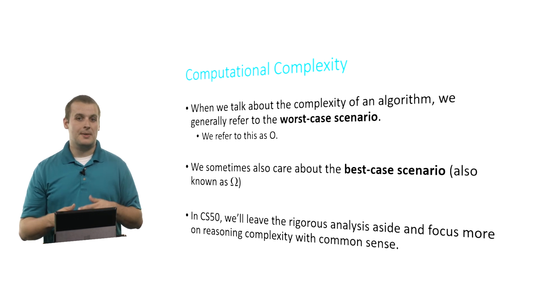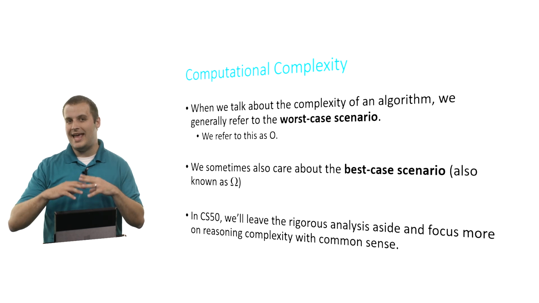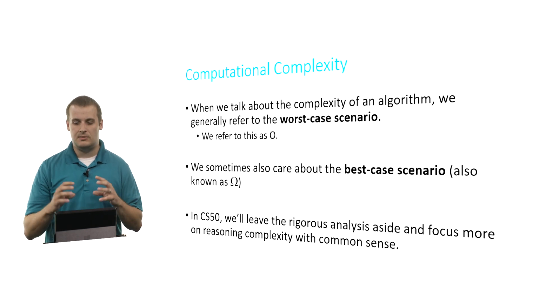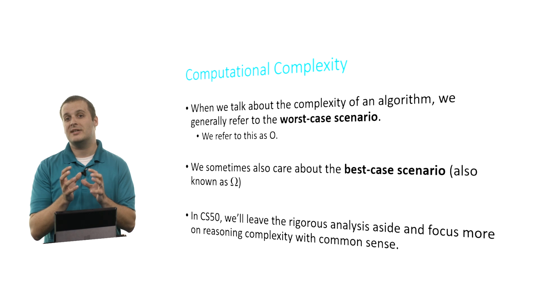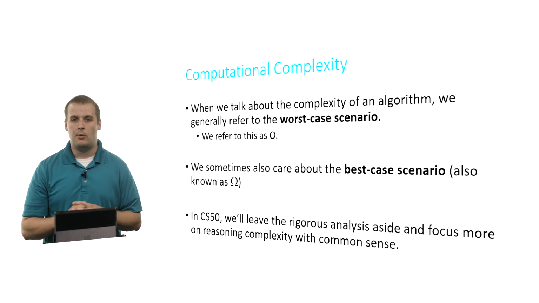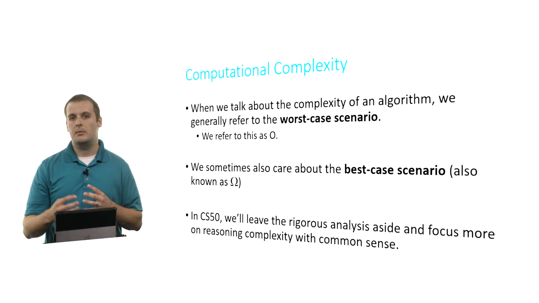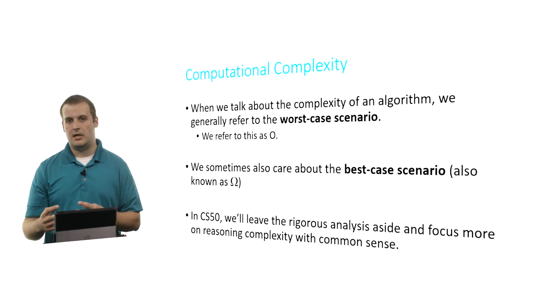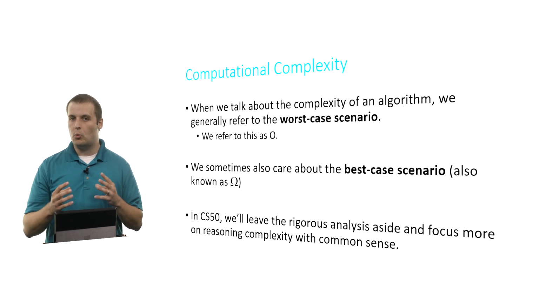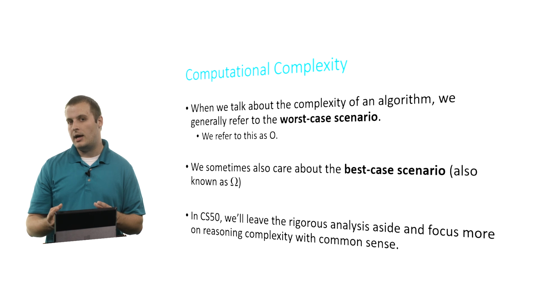Sometimes, though, we do care about the best case scenario. If the data is everything we wanted it to be and it was absolutely perfect and we were sending this perfect set of data through our algorithm, how would it handle that situation? We sometimes refer to that as big omega. So in contrast with big O, we have big omega: big omega for the best case scenario, big O for the worst case scenario. Generally, when we talk about the complexity of an algorithm, we're talking about the worst case scenario. So keep that in mind.